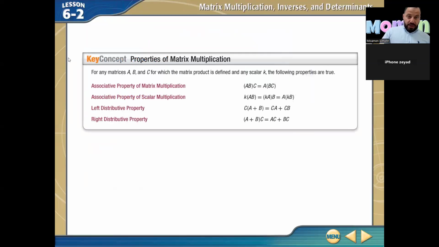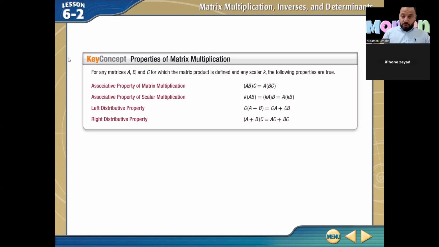Now we go to the properties of matrix multiplication. The associative property of matrices: if you have three matrices A, B, and C, you can multiply the first two and then multiply by the third, or you can start with the second two matrices and multiply by the first after that. But pay attention to the order. The order is very important. You must start here with A, and on the other side also start with A.